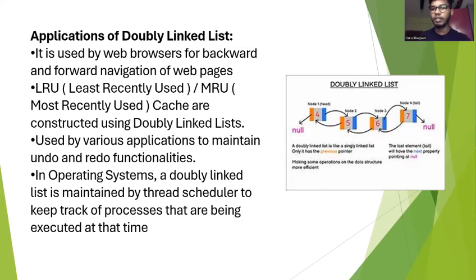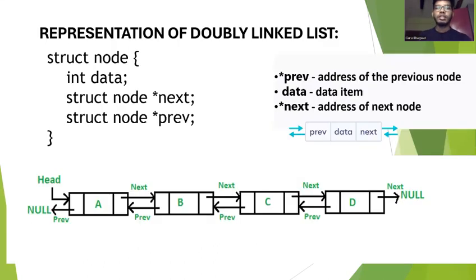In this example, we have given the doubly linked list representation, which has the actual data, the previous node's address, and the next node's address. It is divided into three parts in one single block. That is called a doubly linked list, and the representation of the doubly linked list is like this.